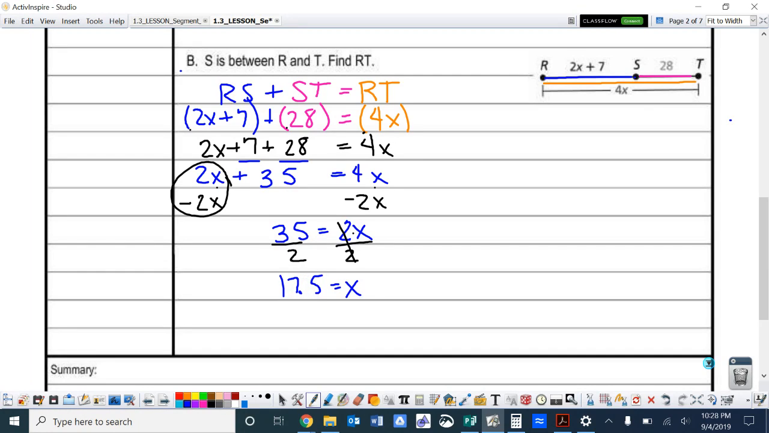Let's see if we answered the question. We need to find RT. Okay, we didn't answer the question, so R to T is 4x. And we know what x is. That's 17.5. So RT equals 70. Wonderful.